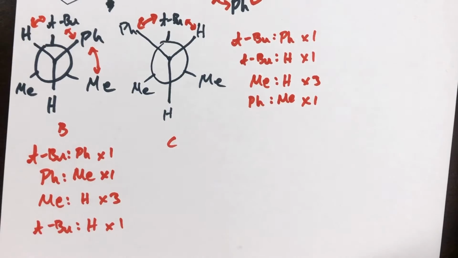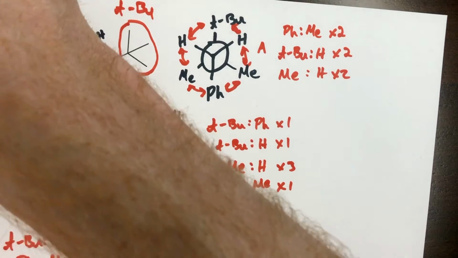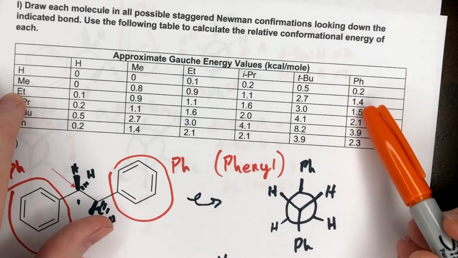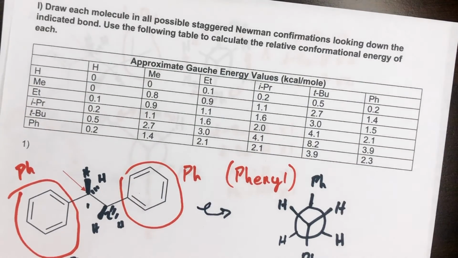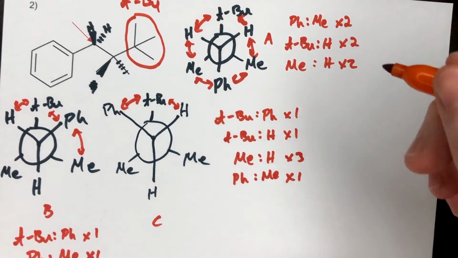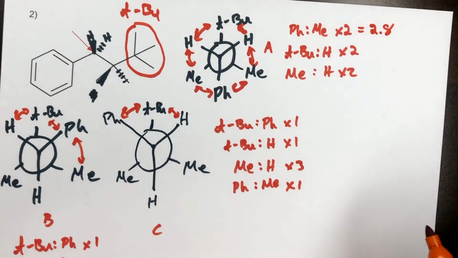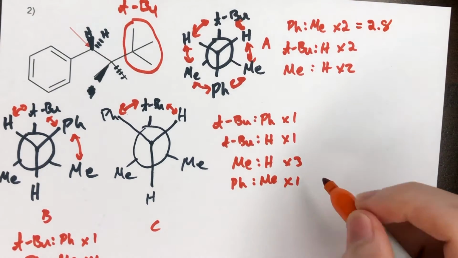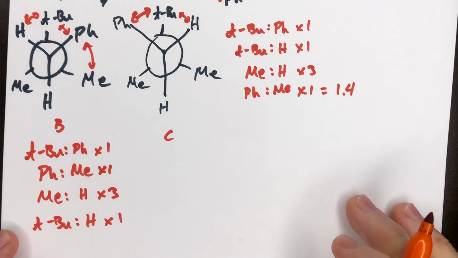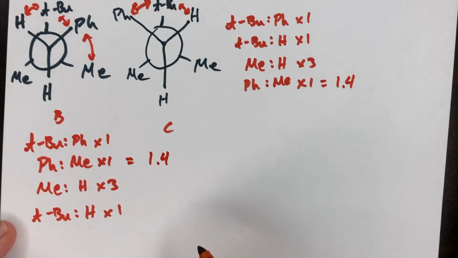Okay, now using the table, we will see that the phenyl methyl interaction, so let me show this. So our phenyl and then methyl is the second row. Phenyl methyl is 1.4. So our phenyl methyl all the way up here is 1.4, and there's 2 of them, so that's 2.8 kcal per mole for that one. And then do we have another phenyl methyl? In C we do. 1.4 goes there. There's only 1 of them. And then in B, phenyl methyl, there's only 1 of them, so 1.4 for that one.